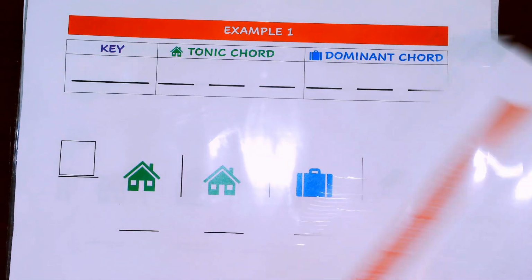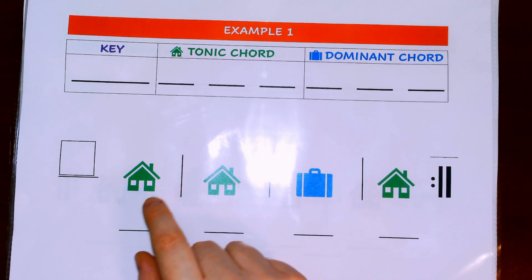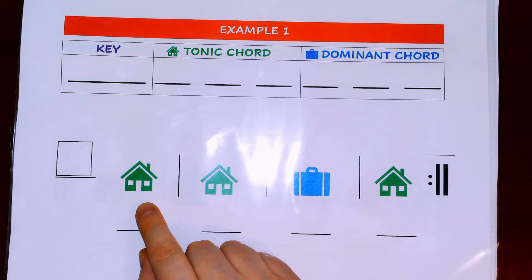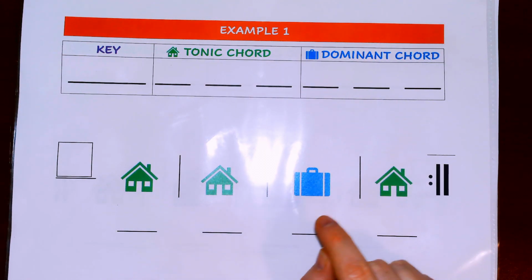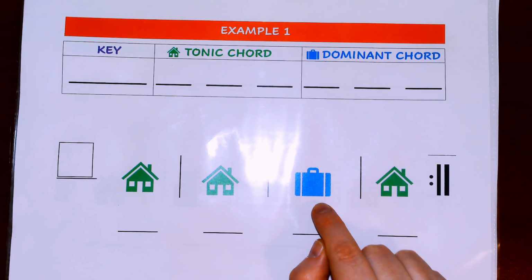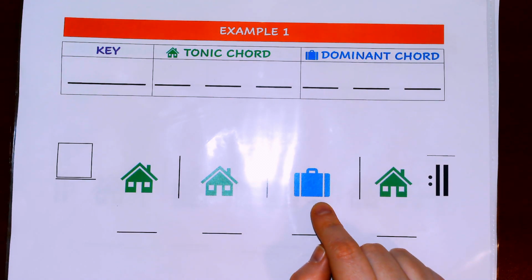In my theory book, I begin by explaining tonic and dominant chords. I use the house as my picture to show tonic chords because it is our home base chord. I then explain that the dominant chord is a traveling chord and that we usually end up coming back home from the dominant chord. We can remember this by using a suitcase, as when we travel, we take a suitcase with us and then we come back and bring our suitcase back home. So that's the symbol I chose to use for the dominant chord.